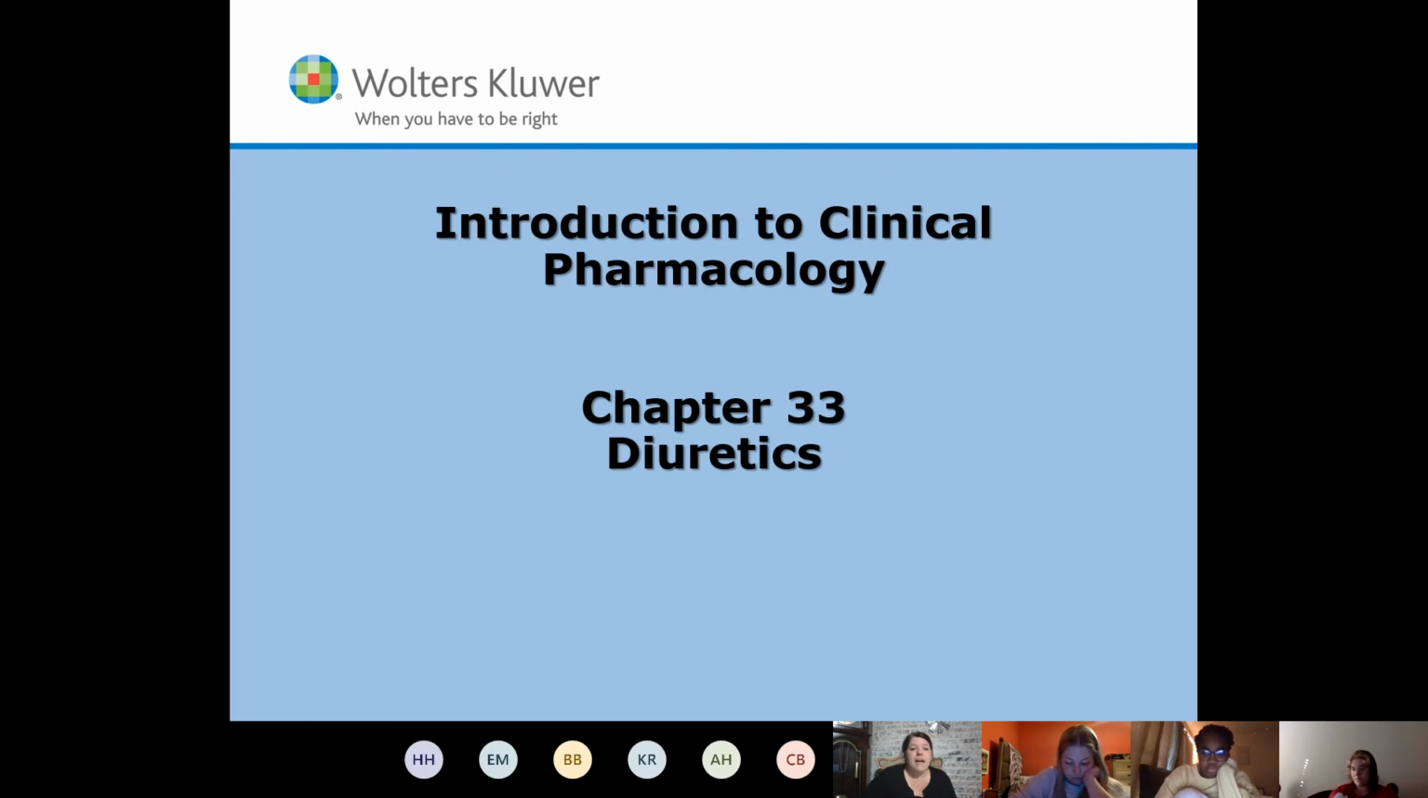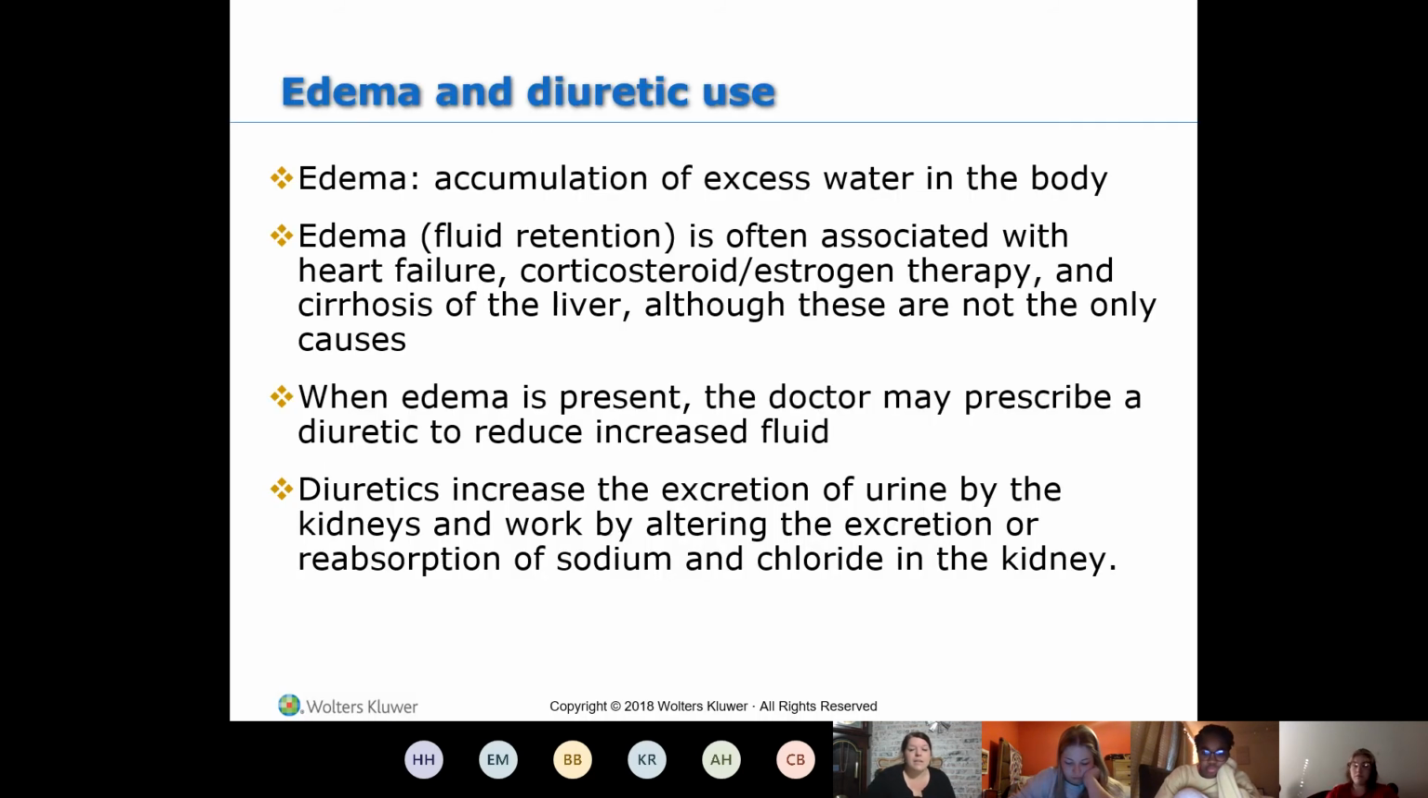So, diuretics. Everybody knows what edema is? Thumbs up. Edema is the accumulation of excess water in the body. Swelling of the extremities. Have y'all learned about pitting edema, non-pitting edema? So edema is just that accumulation of excess water in the body.